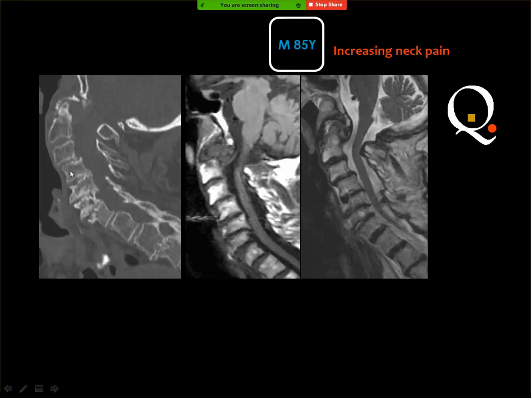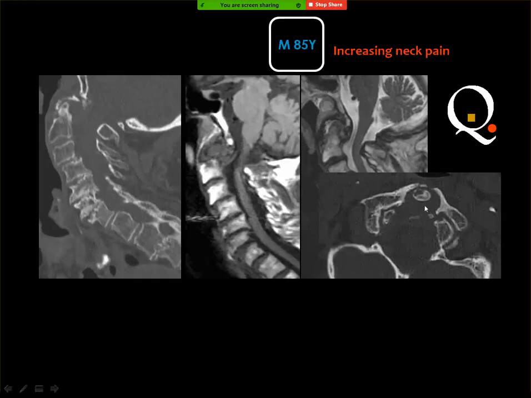spondylolysis of C3 over C4, retrolisthesis of C5 or 6 over C7, and degenerative narrowing of the disc spaces. But what is important is the lesion at the odontoid. And here you see that there are changes in the bone marrow of the odontoid associated with an extraosseous soft tissue component. And if you look at the axial image, you can see erosive changes in the odontoid.